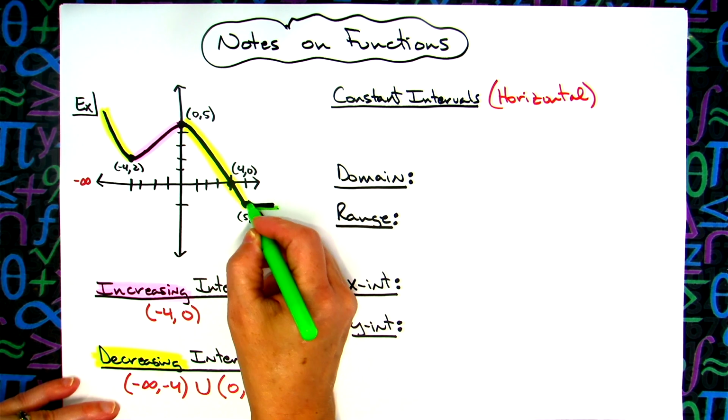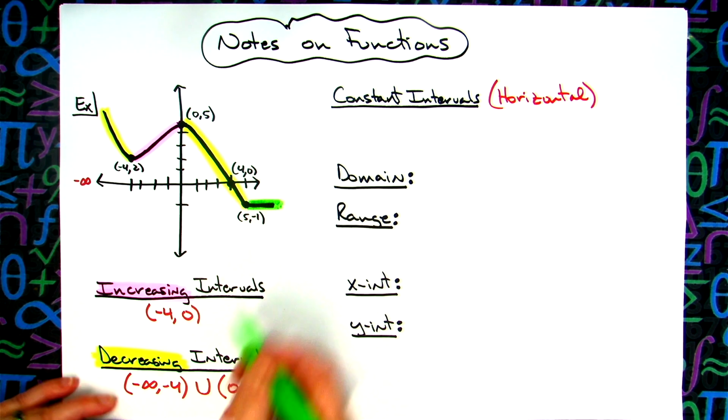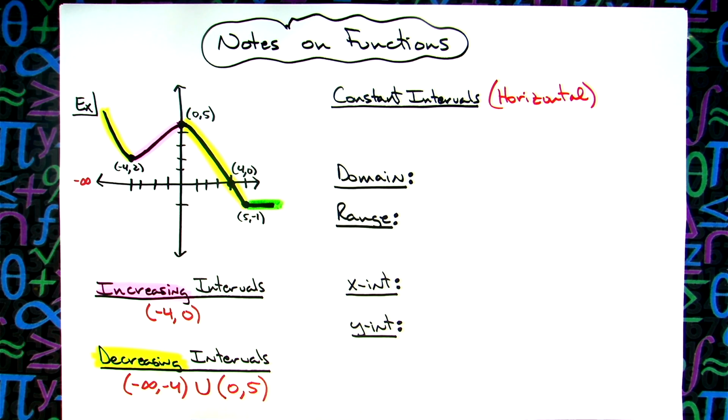All right, there is an interval right here. That is horizontal, so it's constant. It's not going up, it's not going down. It's not increasing, it's not decreasing, it's constant. All right, so again, we're going to use interval notation with curly brackets.